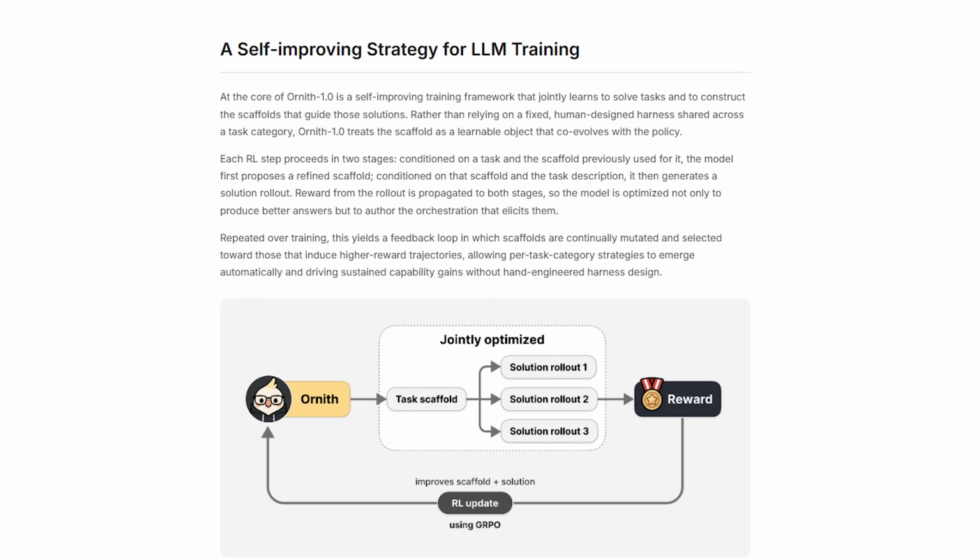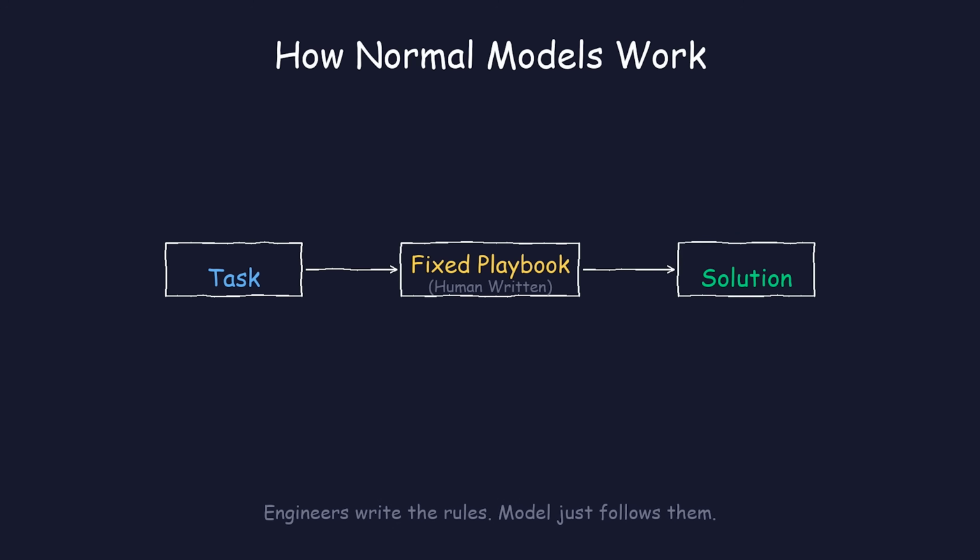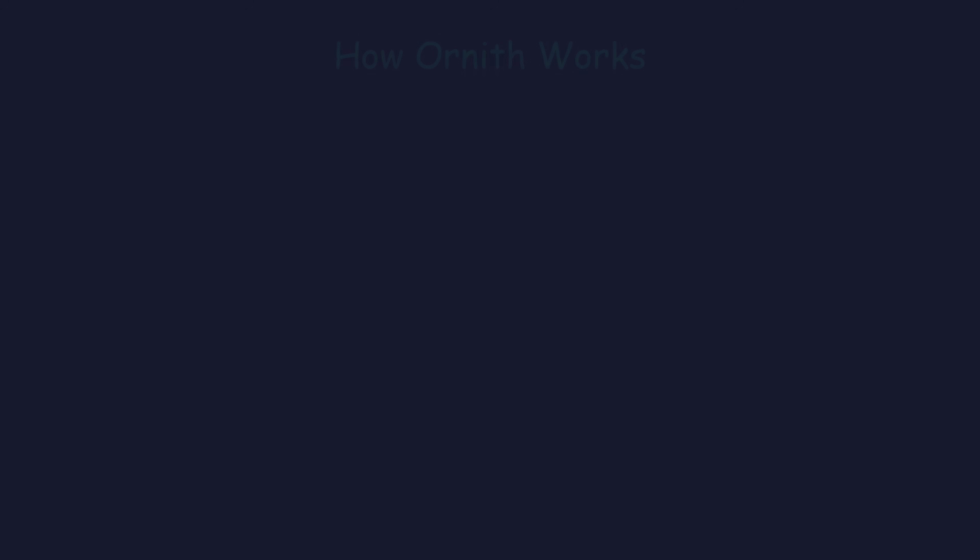Okay, so here is the part that actually got me interested. And this is where Ornith is genuinely different from every other local model I have tested. Most AI coding models come with a fixed set of instructions. Think of it like a playbook. Someone on the team writes the playbook by hand and the model just follows it. Here is how to approach a coding problem. Here is how to use tools. Here is how to handle errors. That playbook is called a harness or a scaffold. And up until now, every single model has relied on humans to write that scaffold. Ornith does something different. It learns to write its own scaffold.